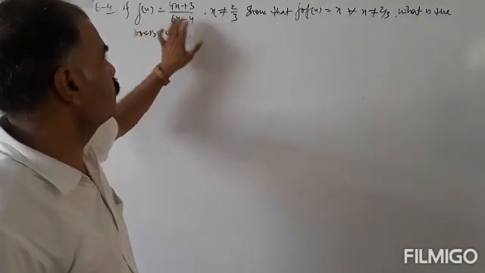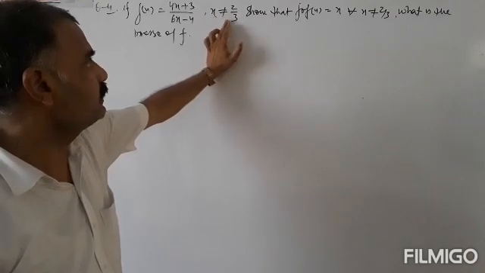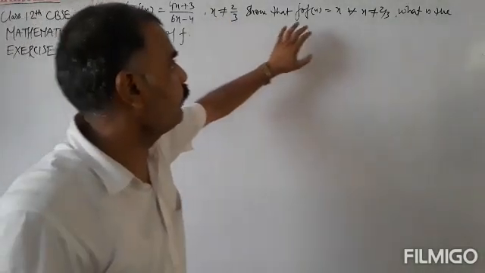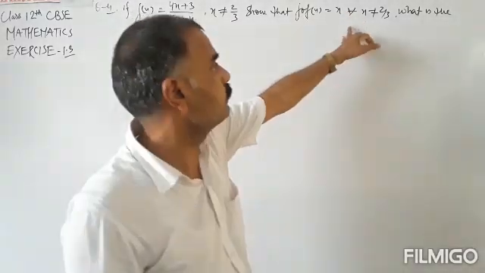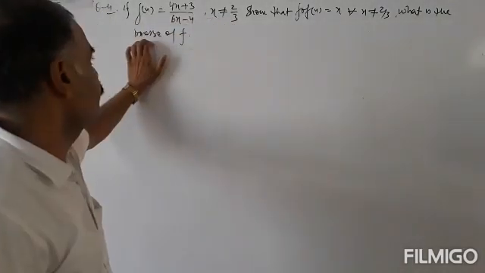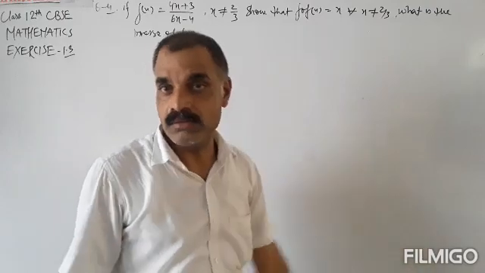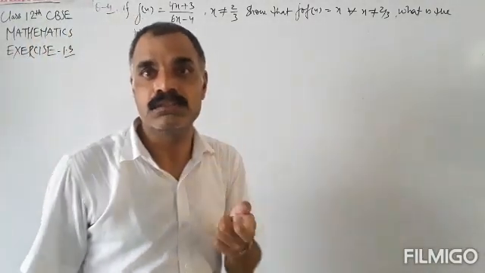If f(x) equals this, x is not equal to 2 by 3, because at x equals 2 by 3 the given function is not defined. Show that f of f of x equals x. What is the inverse of f? Firstly, this is the first part, f of f of x equals x, then the inverse of f. So there are two parts in this question.